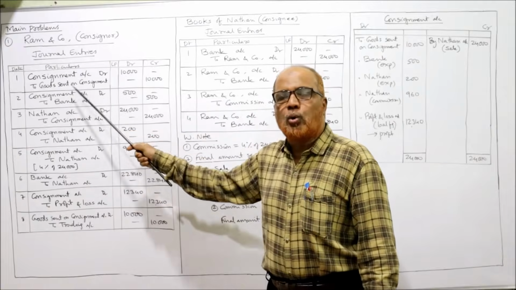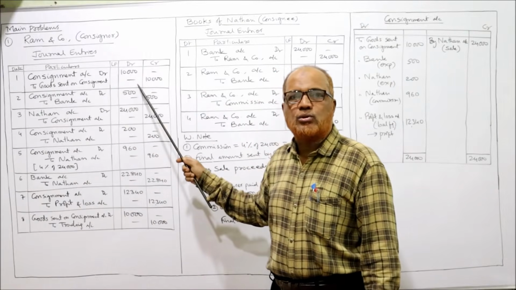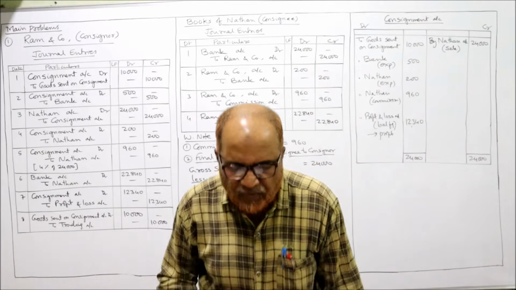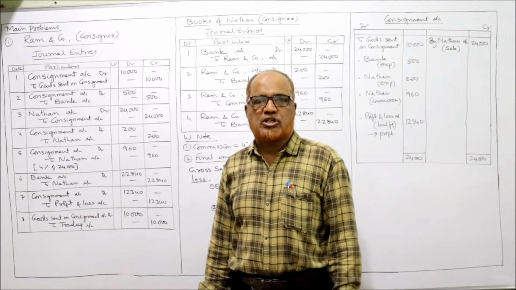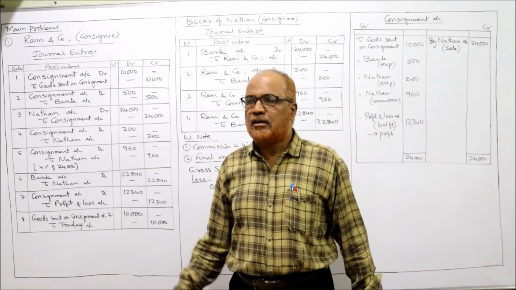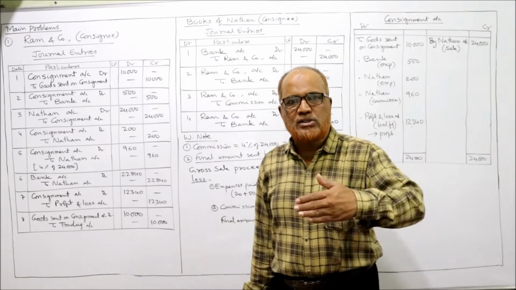Consignment account debit to goods sent on consignment, 10,000. How 10,000? How many cases? 50 cases of rupees 200 each. 50 into 200. So 10,000 rupees worth of goods are sent.